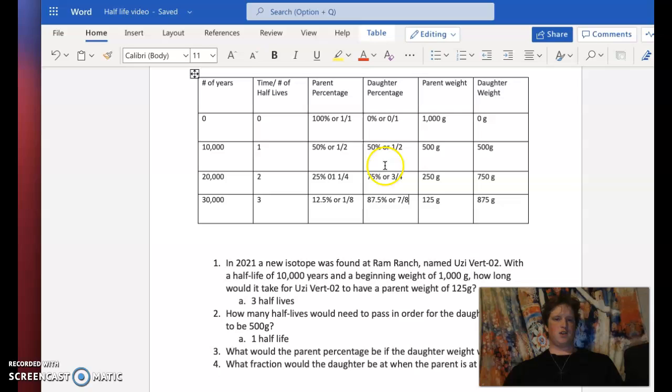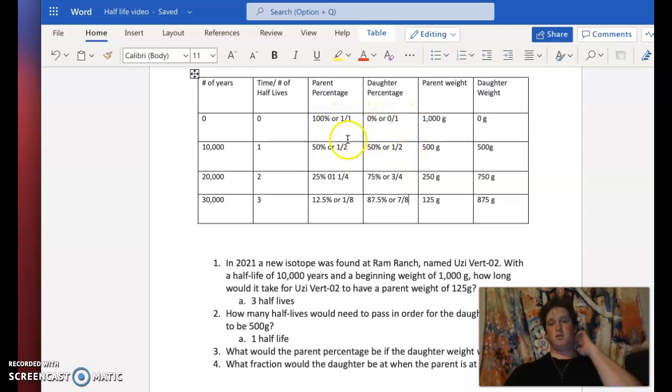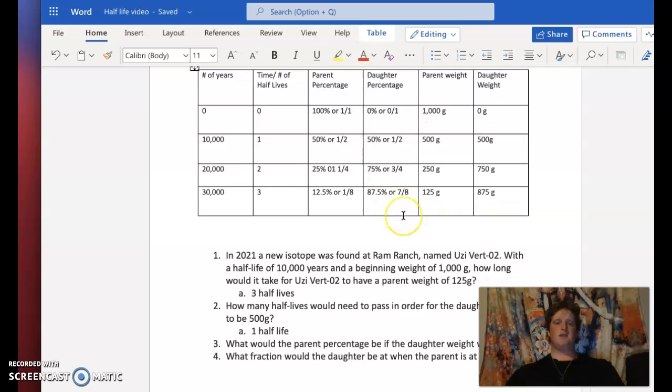So basically, in theory, for both the percentages and the weight, whatever isn't in the parent section has moved over to the daughter section. So obviously at the top, you got 1 out of 1. So this is 0 out of 1. You got half in both these spots. You got 1/4 here and 3/4 there, and then 1/8 and 7/8.